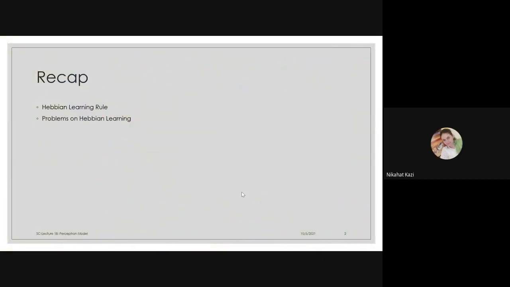So in the last lecture, we started with the Hebbian learning rule, right? So what is the Hebbian learning rule? What is the weight update equation for the Hebbian learning rule? What is delta W? The learning rate multiplied by the activation function multiplied by the input.